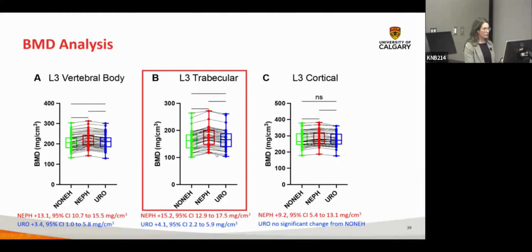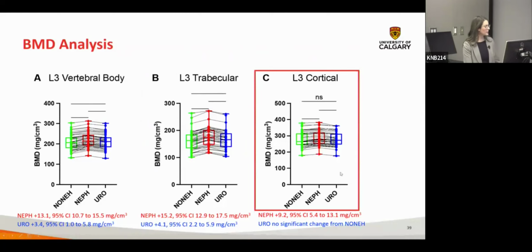Looking at the trabecular bone, we see that there is more of an effect of the contrast when measuring our BMD using our internal density calibration. With the nephrographic phase compared to the non-enhanced, we have approximately a 15.2% increase. And then the urographic phase, again, we're starting to come back down closer to our non-enhanced scans with approximately a 4.1% increase. If we look at our cortical bone, we still see some slight increase in the nephrographic phase, but the urographic phase has no significant change from the unenhanced scans.